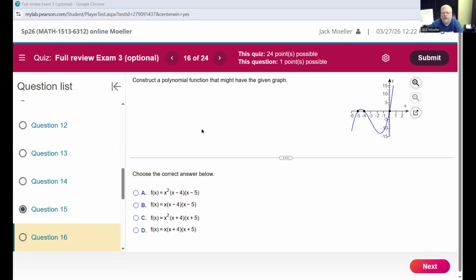Okay. So construct the polynomial function that might have the given graph. Oh, this was sort of like what we did before, where they gave us -3, +3, and -8. We had to work backwards. And so this is sort of the same idea. So which of these, A, B, and C, is correct? Well, first of all, look at the intercepts. There's an intercept at 0, an intercept at -4, and an intercept at -5. What does that mean?